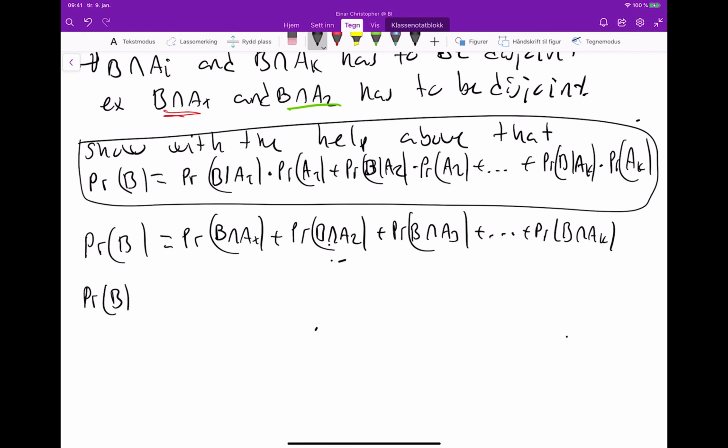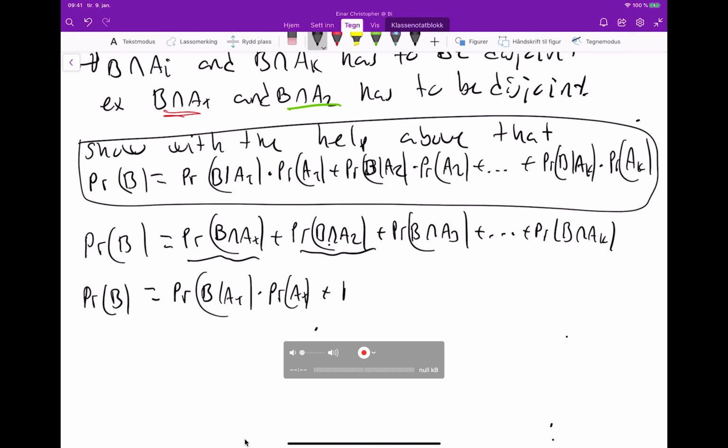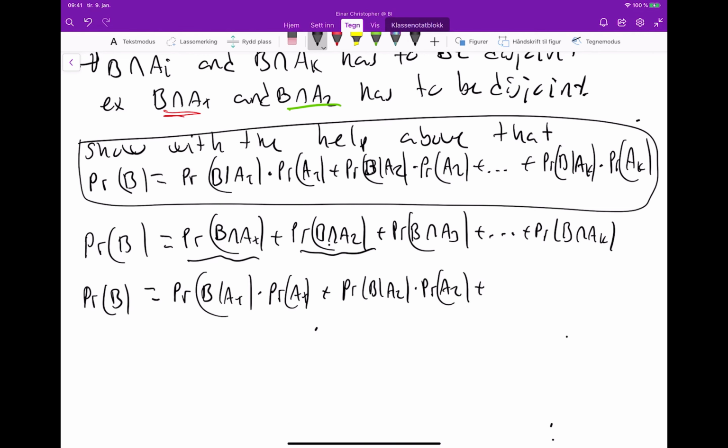We got probability of B is equal to this first one, can be written as the probability of B given A1 times the probability of A1 plus this one can be written as the probability of B given A2 times the probability of A2 plus and then this one can be written as probability of B given A3 times probability of A3 plus dot dot dot plus the probability of B given AK times the probability of AK.